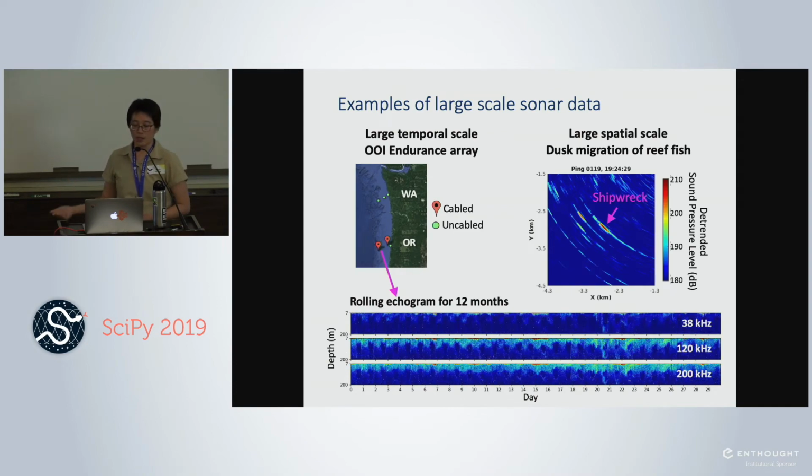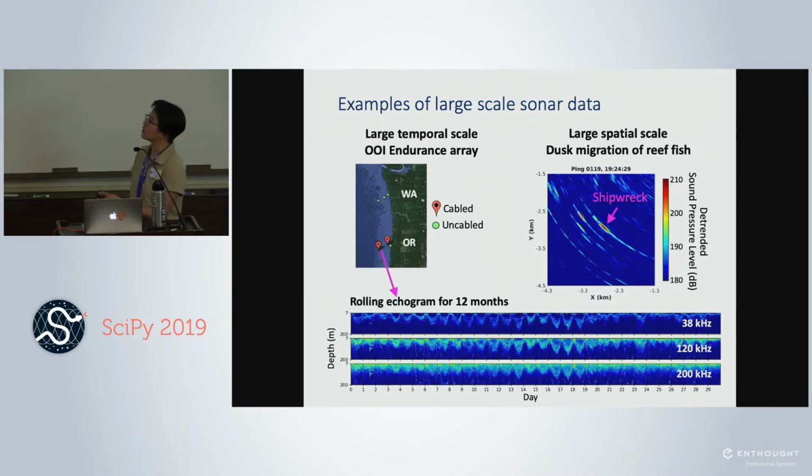But the data actually has been flowing for more than 4 years right now. And there are not just this one node, right? There are 6 of them, and another 3 on the east coast. So this is an example of a large temporal scale data set. On the right-hand side is a large spatial scale data set.